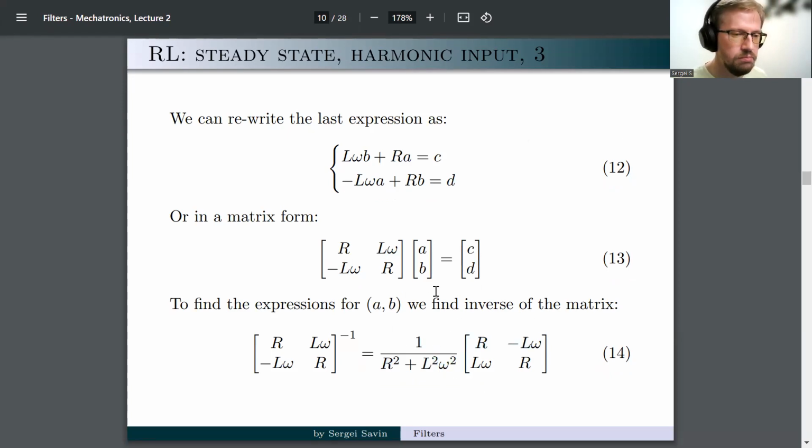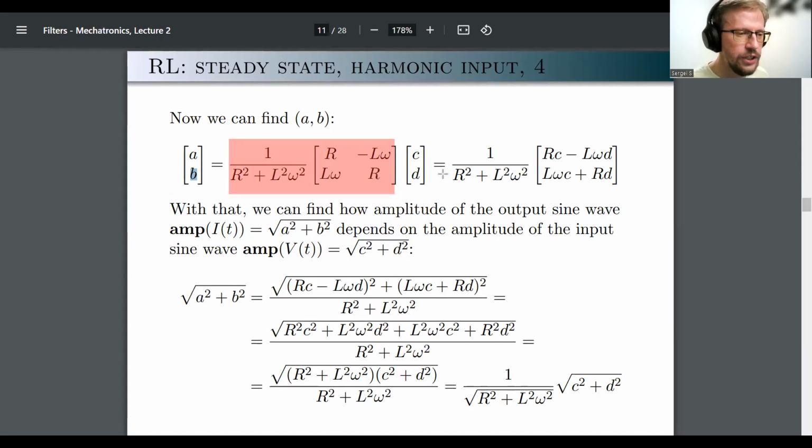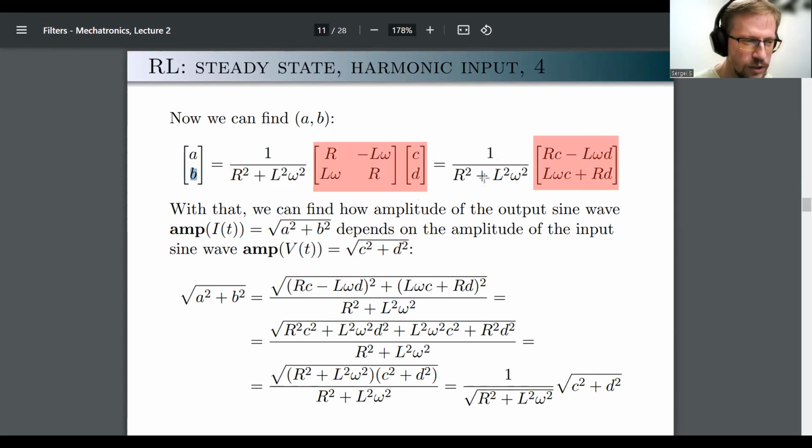So we can now find expressions for A and B. How do we find them? We find them by multiplying this inverse of a matrix times C and D. What I do next is I just compute this part times this, and I don't do anything with this coefficient. You will see now why it was beneficial to use a matrix formula.